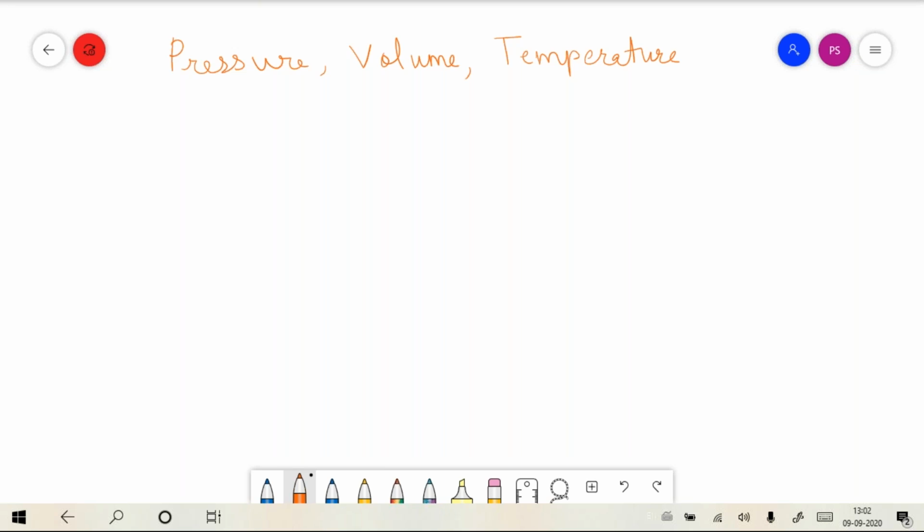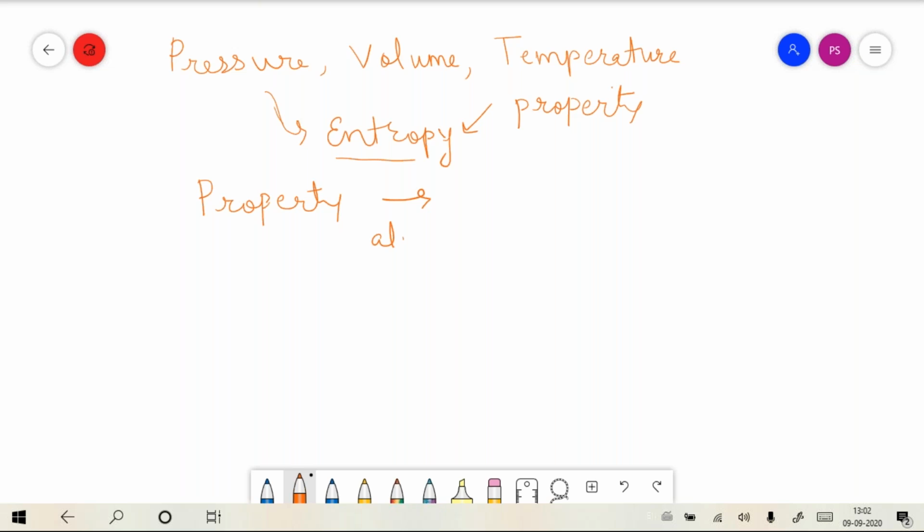At least this you know. Now we are going to add to our basket of properties the property called entropy. So we need to show that there exists something that is a property, called entropy. How do we prove this? For that, we need to understand what property means. Property means it is independent of the path taken. Property is always independent of the path taken.